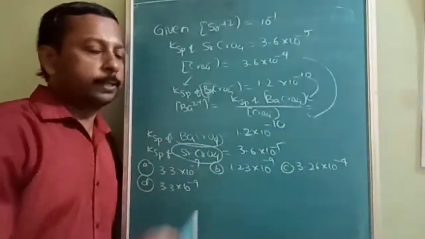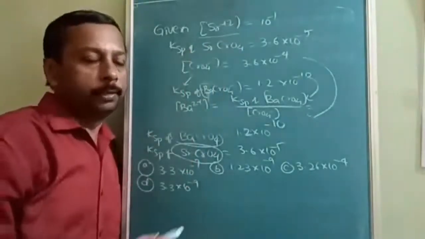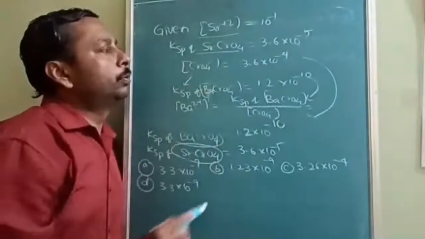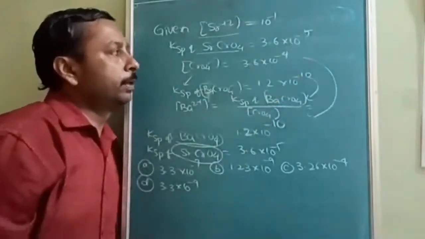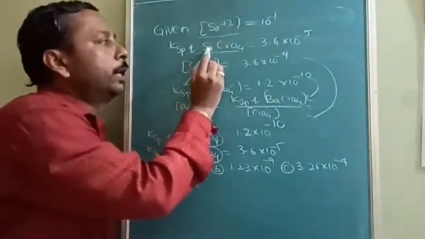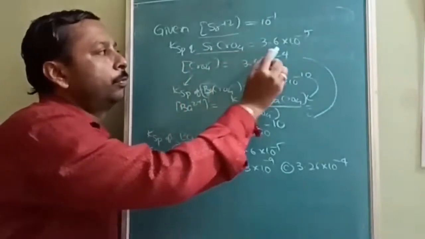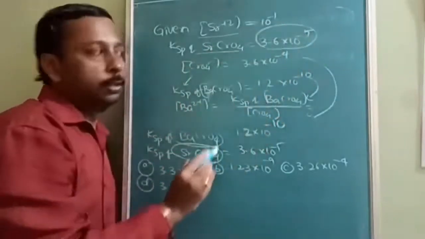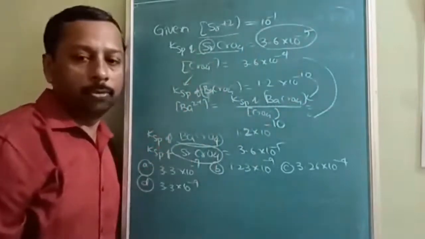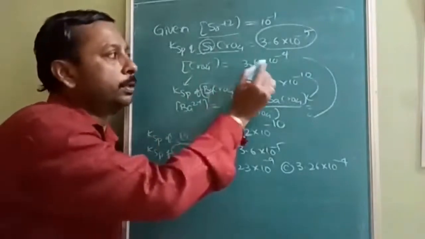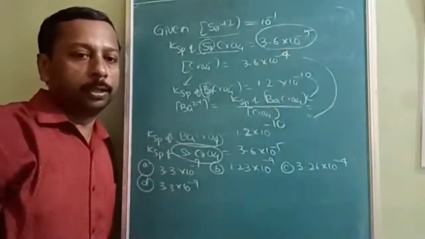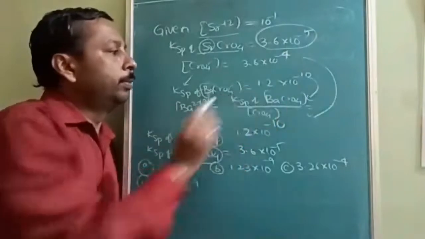This is the stepwise explanation. The concentration of strontium is already given: 10 to the power of minus 1. The Ksp of strontium we also know: 3.6 into 10 to the power of minus 5. Concentration of strontium into concentration of CrO4 2 minus is equal to Ksp. Already we know one of the values. Putting in strontium, I will get CrO4 2 minus as 3.6 into 10 to the power of minus 4.